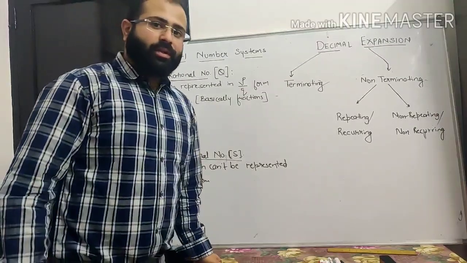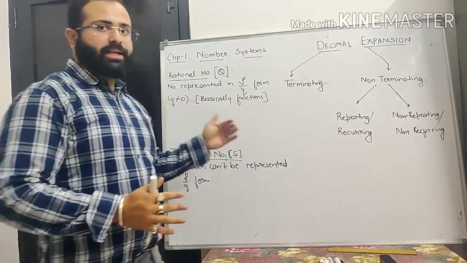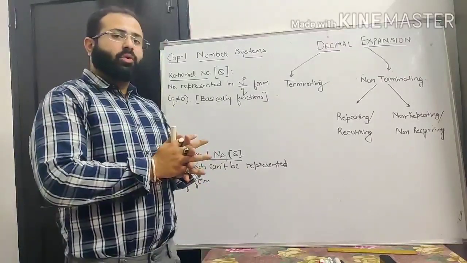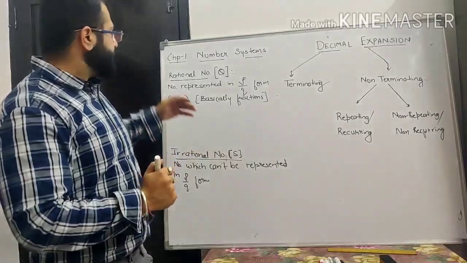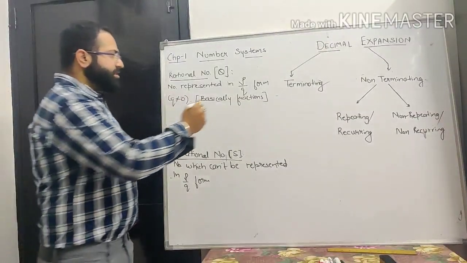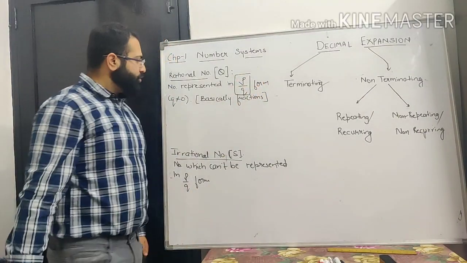Hello everyone. So in this second video, we'll be learning about rational and irrational numbers in detail. In the previous video, we did learn about the natural numbers, the whole numbers and the integers. So in this section, we'll be starting with the rational numbers. Rational numbers are the numbers which can be represented in P by Q form.